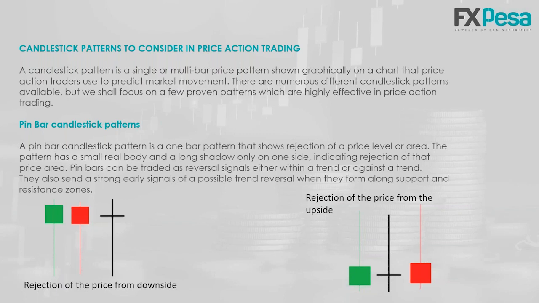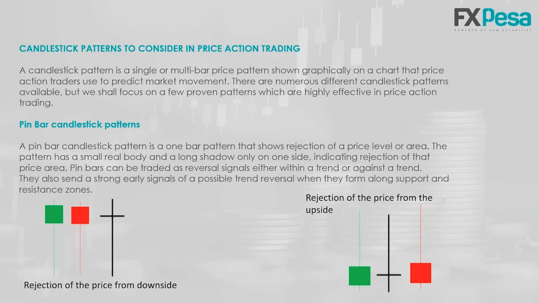Number one, let's look at the Pinbar candlestick patterns. A Pinbar is a pattern that shows rejection of price on a certain level or area. Of course, the characteristic of a Pinbar is a small body, right, and a very long shadow or wick on one side. So where you're seeing a very long shadow or wick, it just shows the rejection of the price. So you can trade the pin bars as reversals of a given trend.